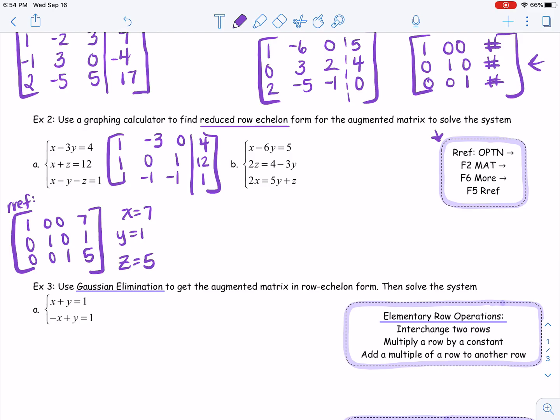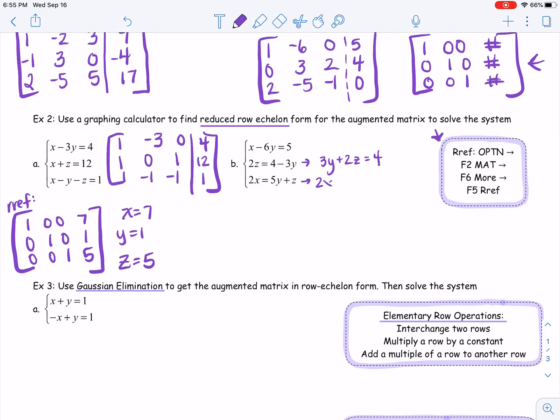The first equation is good to go. The second equation needs to be rewritten. So all I need to do is add my 3y to the left. I don't have an x, but I have a positive 3y plus 2z equals 4. And then the last one, I need to subtract the 5y and subtract the z. So that's going to be 2x minus 5y minus z equals 0.